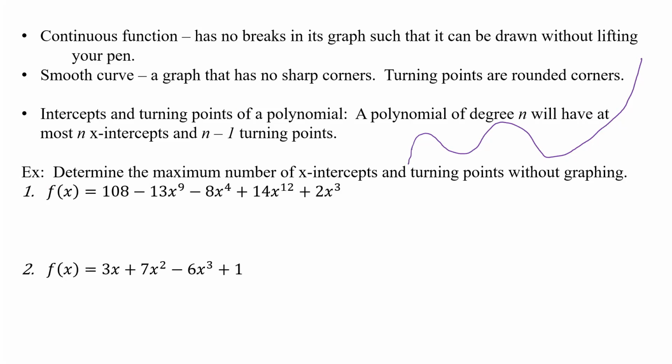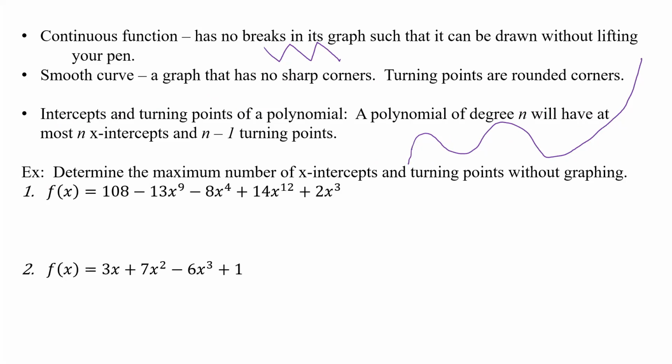Now, what is a smooth curve? Well, it's a graph that has no sharp corners. If we consider that as a curve, this one has no sharp corners. The turning points are rounded corners. If we had something like that, that would not be a smooth curve. That would be kind of pointy, and so that's not going to be what we need. We need something that just kind of rounds around, and that's going to be a smooth curve.